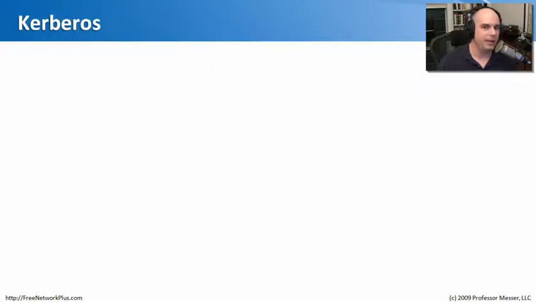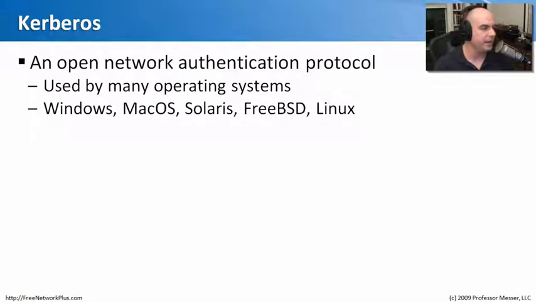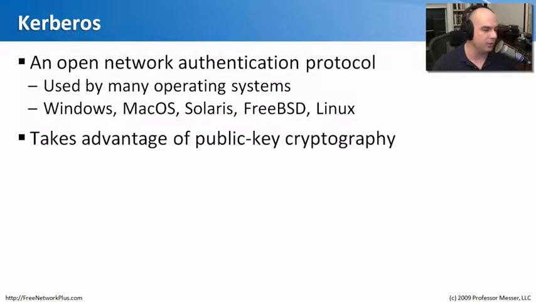A very common way of authenticating that takes advantage of some of these latest technologies, private keys, and asymmetric key algorithms, and also integrates some of those other methodologies we've been talking about, is called Kerberos. This is an open network authentication protocol. Because it's open, many different operating systems can use it. It's used by Microsoft Windows, Mac OS, Solaris, FreeBSD, and Linux. It's a very common way to authenticate people to provide them access to resources.